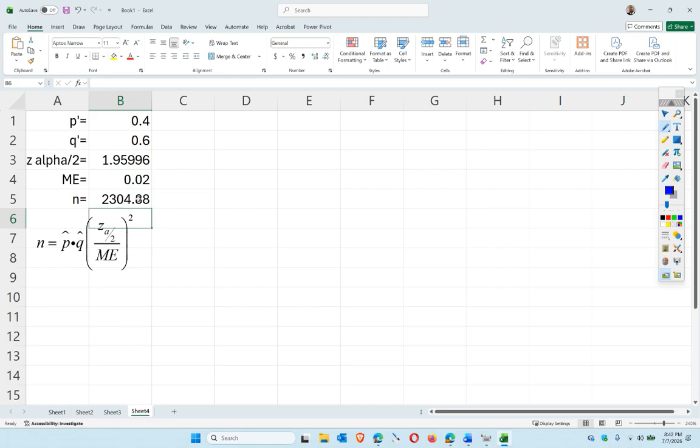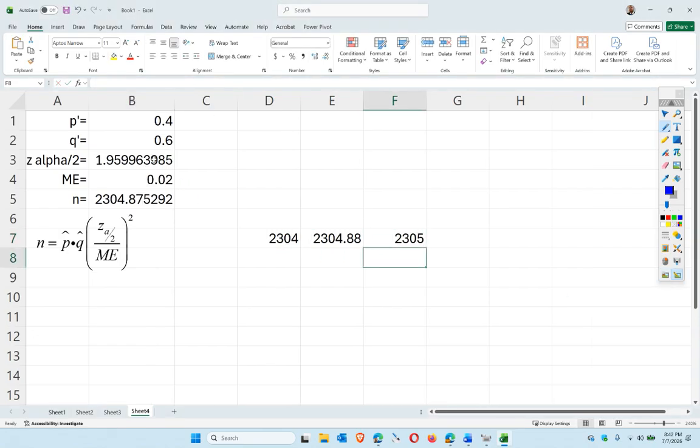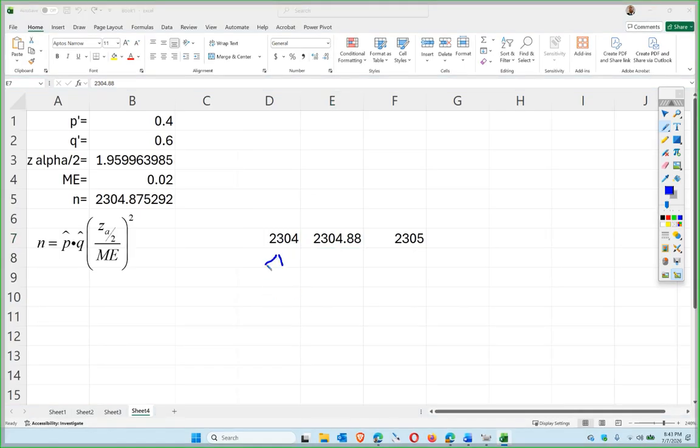Okay, so I get this number here, which is not going to work for us. Right, so if you think about it, I have 2304.88, and 2305. Obviously this will go out more if you make it bigger, right? So if I make that bigger, it'll get more decimals. This is the minimum I need. But I can't get a partial sample. I can either have this many samples or I can have this many samples.